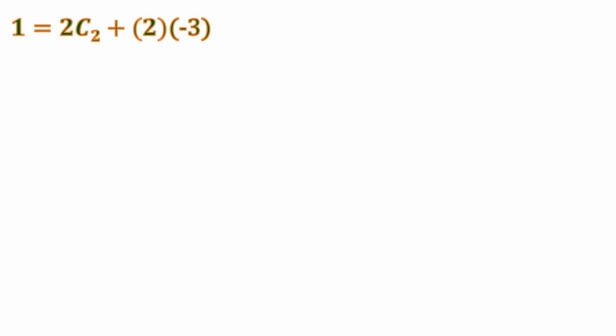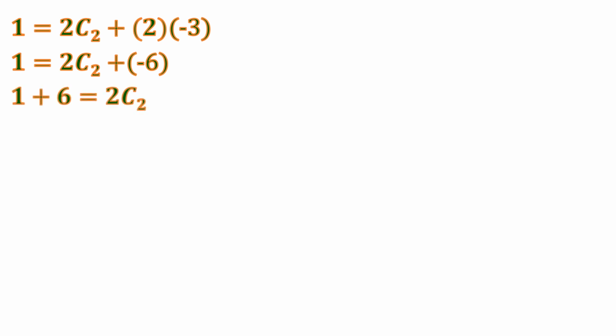So let's copy the last part and continue solving. 2 times negative 3 is negative 6. And so we will transpose negative 6, and it will be 6, and 1 plus 6 is 7. Dividing both sides by 2 gives 7 halves. So c sub 2 is 7 halves.